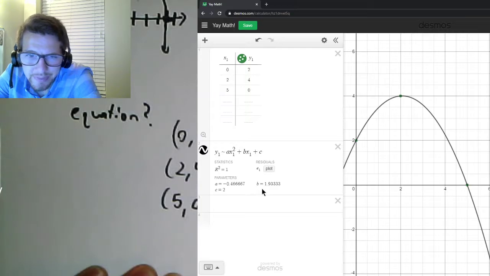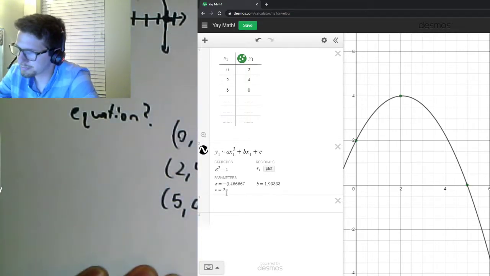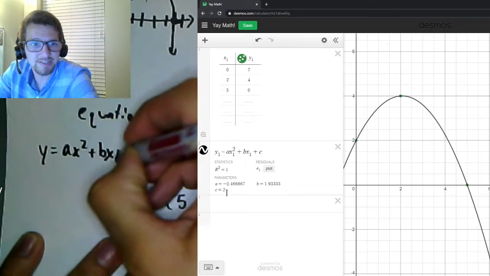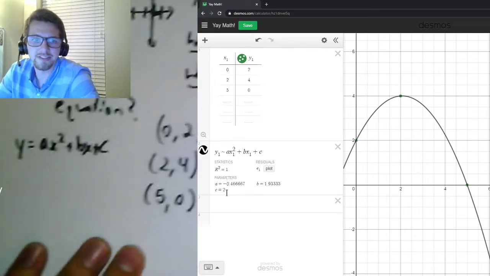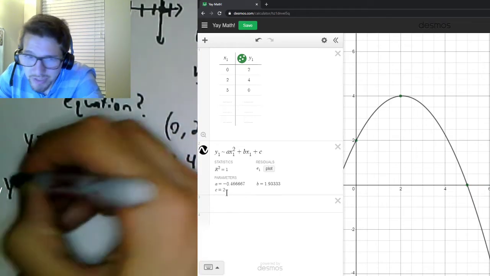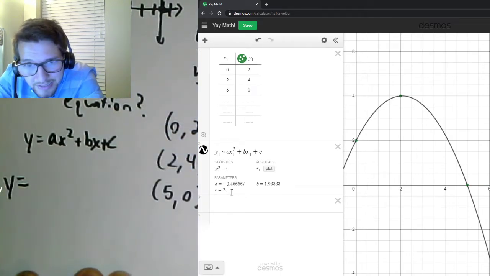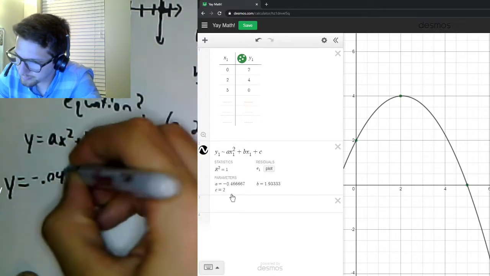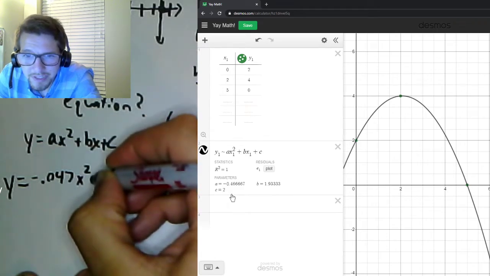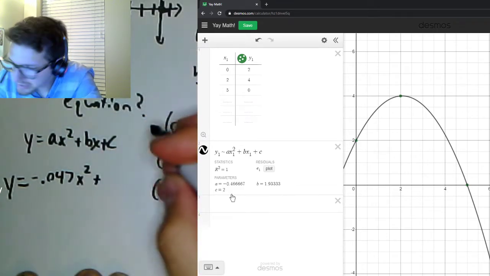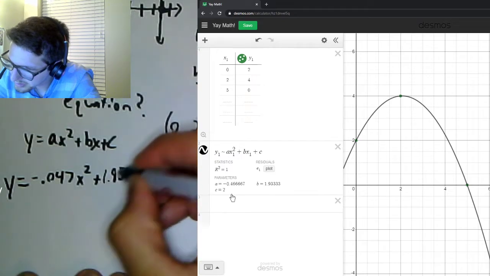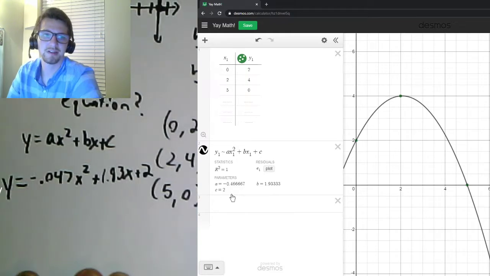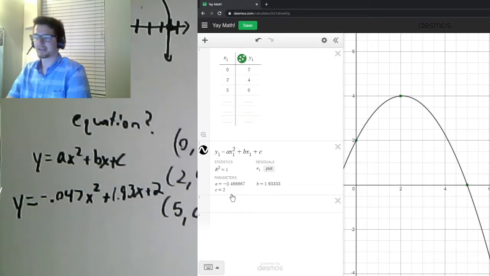So this gives me my equation, because look right here. It gives me A, B, and C. So I plug those into my y equals ax squared plus bx plus c equation. And it looks like my equation is y equals, what's my a value? Negative 0.047 x squared plus bx, what's b? Looks like b is 1.93 x, and then what's c? 2. Plus 2. And there we go. I have my equation.